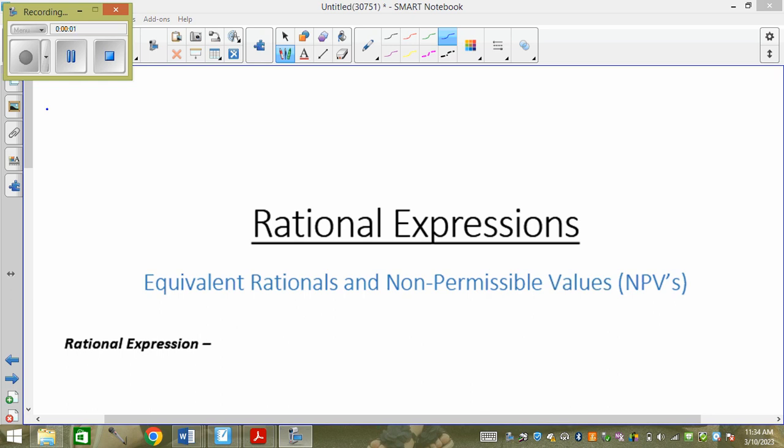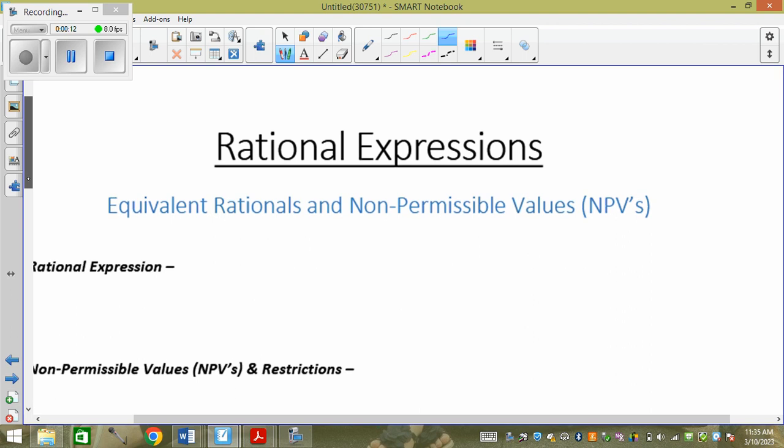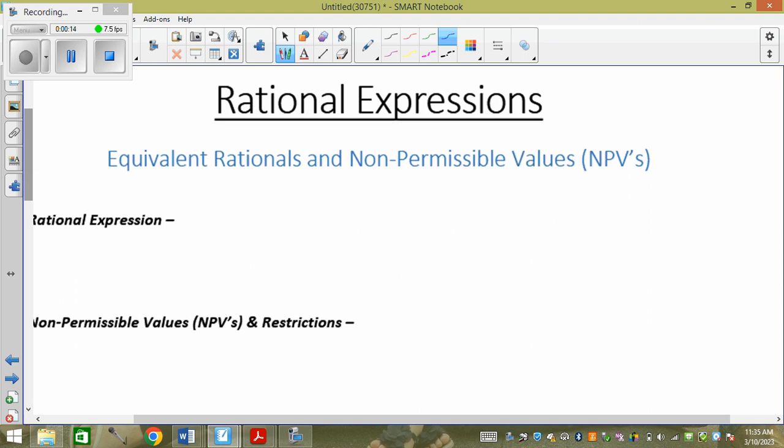Up to multiplying and dividing is usually what they showed in 20-2, which we got them to show. It's not even in the curriculum, but it's beneficial for you in 30-2, so they were nice enough to show it there. So, equivalent rationals and non-permissible values.